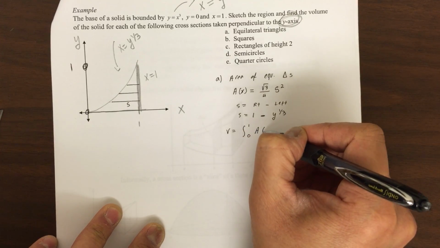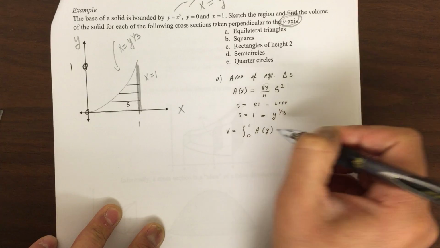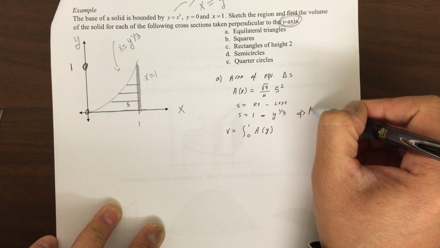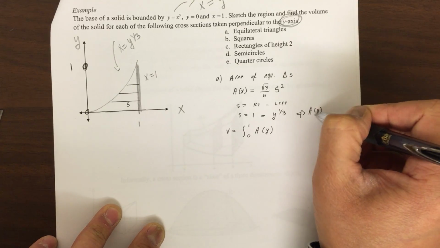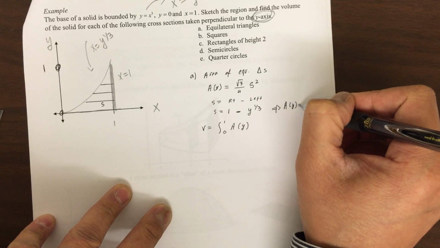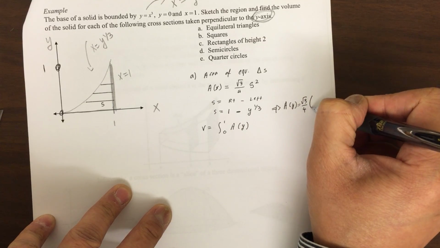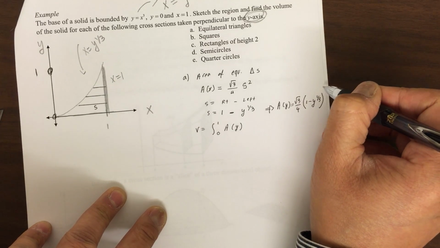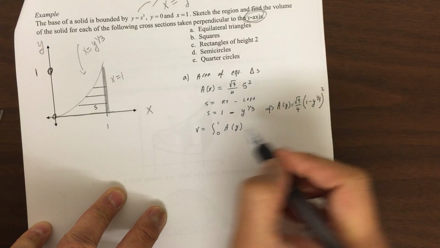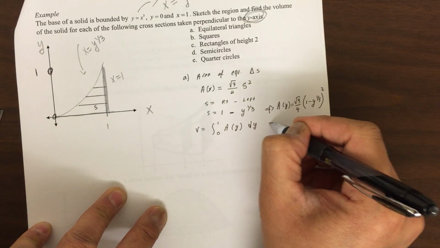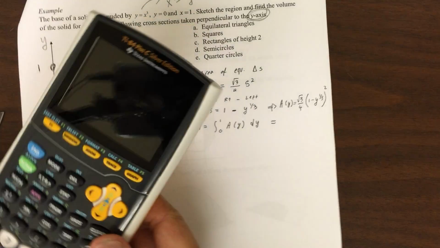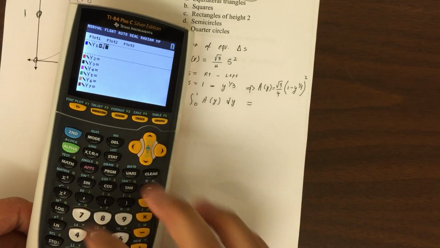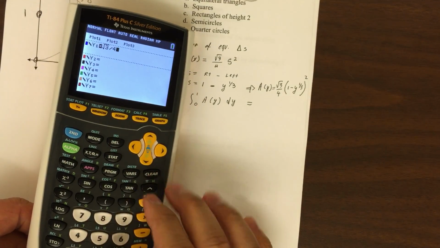And by the way, before I write that down, I should have written what the area function is. So area is root 3 over 4, and then I have to replace that in for s, and then I have to square it, and that's what s is. So that goes in here, and then I integrate that with respect to dy using a calculator to finish my job. I can always store that under y1 if that makes it a bit easier on you.